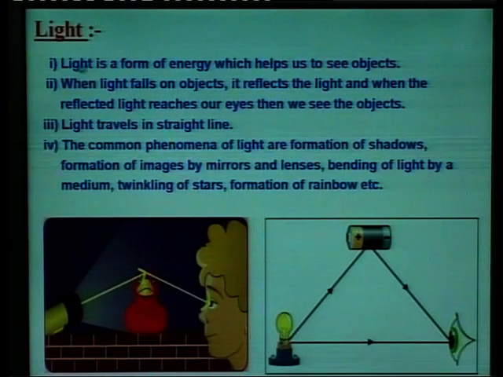Today we will solve a few numerical problems in optics. To start with, let's define what is light. Light is a form of energy which helps us to see objects. When light falls on objects, they reflect the light, and when the reflected light reaches our eyes, we see the objects. Light travels in a straight line, it follows a straight path.